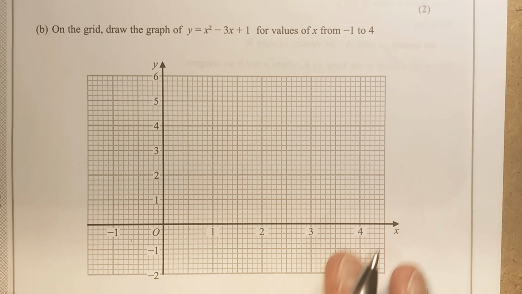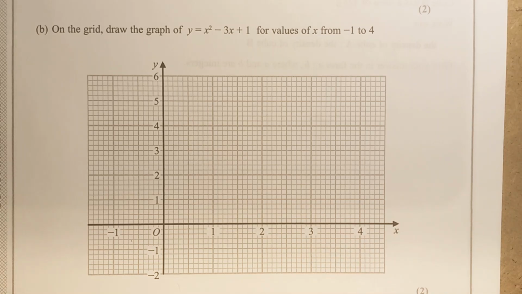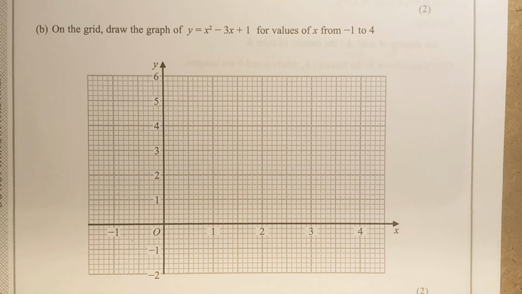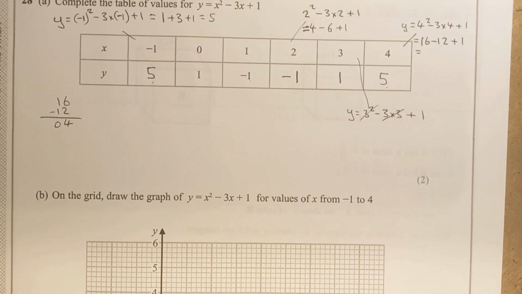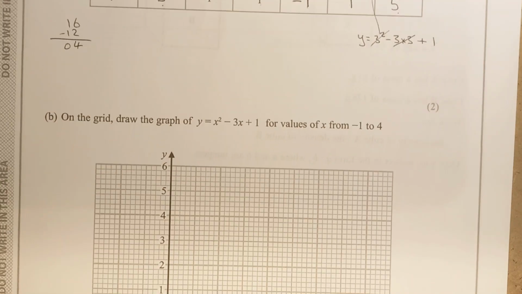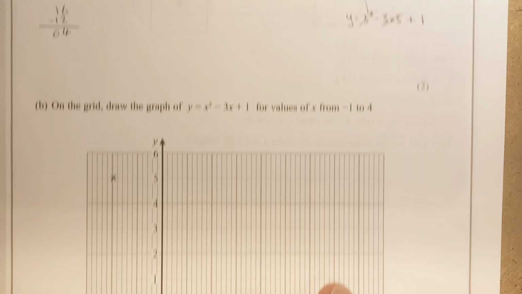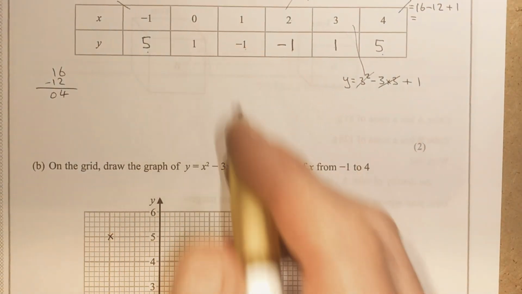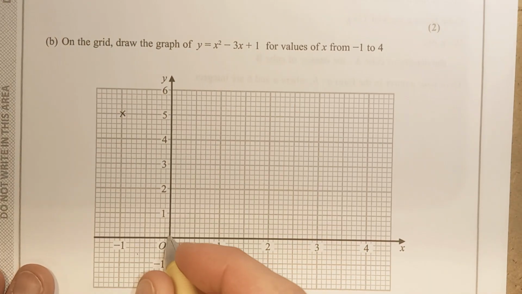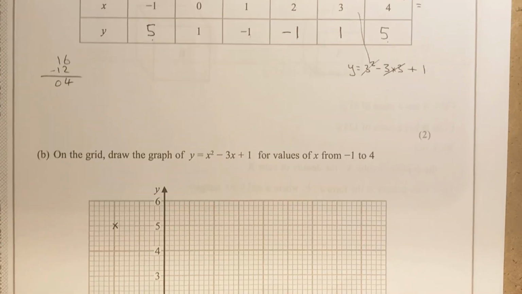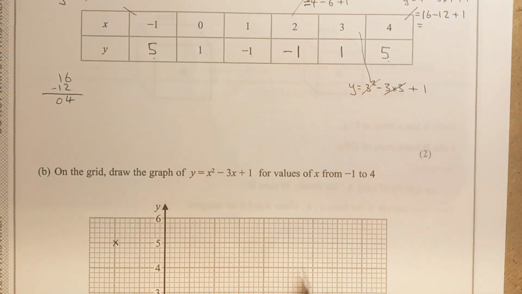Now for part B, we've got on the grid, draw the graph of y equals x squared minus 3x plus 1, which is what we've done, for values of x from minus 1 to 4. So that's what we've just worked out. So at minus 1, we've got y is 5. So minus 1, 5. When x is 0, y is 1. So 0, 1. When x is 1, y is minus 1.